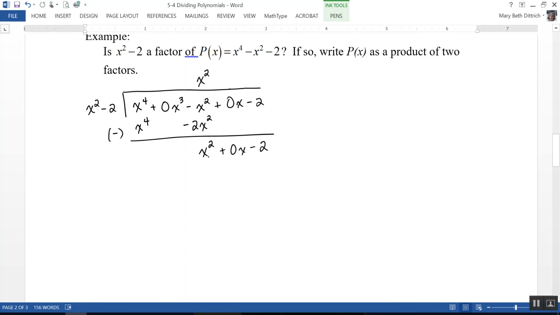This x squared divided by that x squared is a positive 1. Put it in that column, and that's going to give me an x squared minus 2. So I guess I didn't need the 0x either. Subtracting those, I'm left with a remainder of 0. So since there is no remainder, x squared minus 2 is a factor of my polynomial. So my polynomial p of x is actually equal to x squared minus 2 times x squared plus 1.